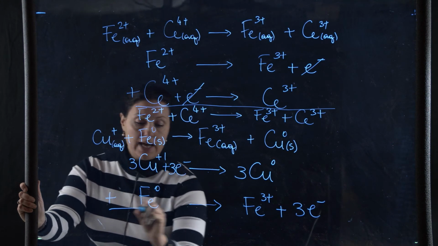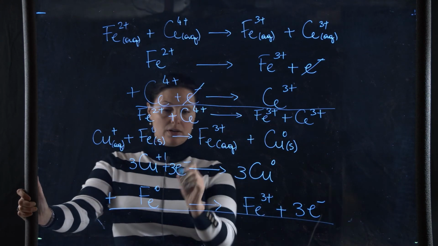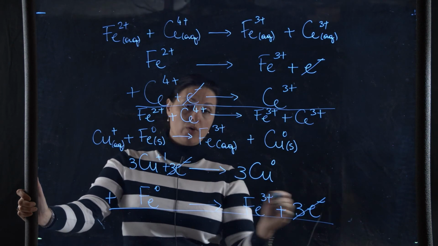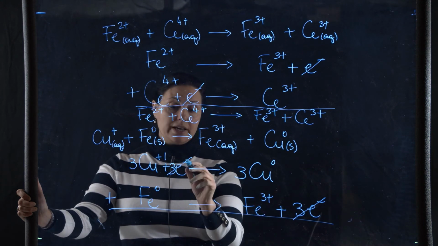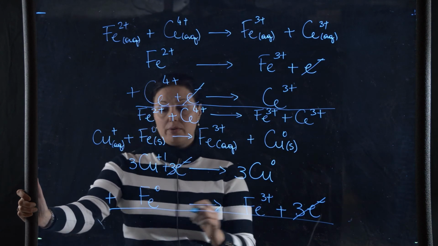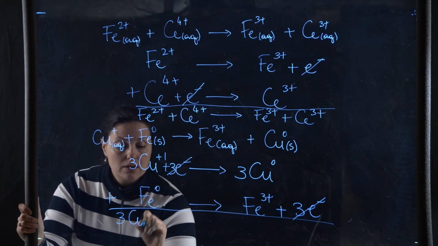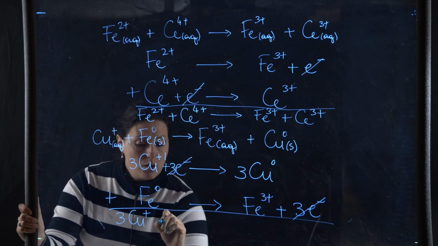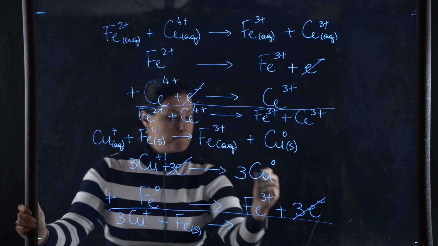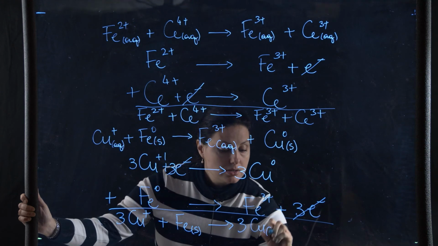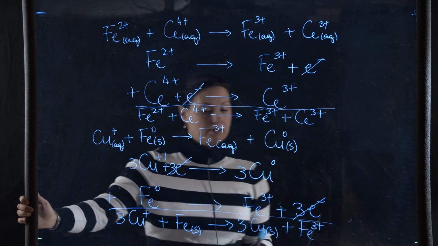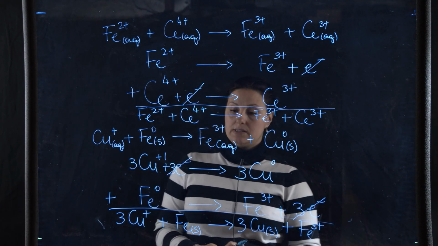Now I can go ahead and add these 2 reactions together. These electrons are going to cancel with these electrons because they appear exactly the same way on both sides of the arrow. 3 electrons on the left side, 3 electrons on the right side. And now I add up the rest. I have 3 Cu+ plus iron solid, giving me 3 copper solids plus 1 Fe3+. And now this reaction is balanced.